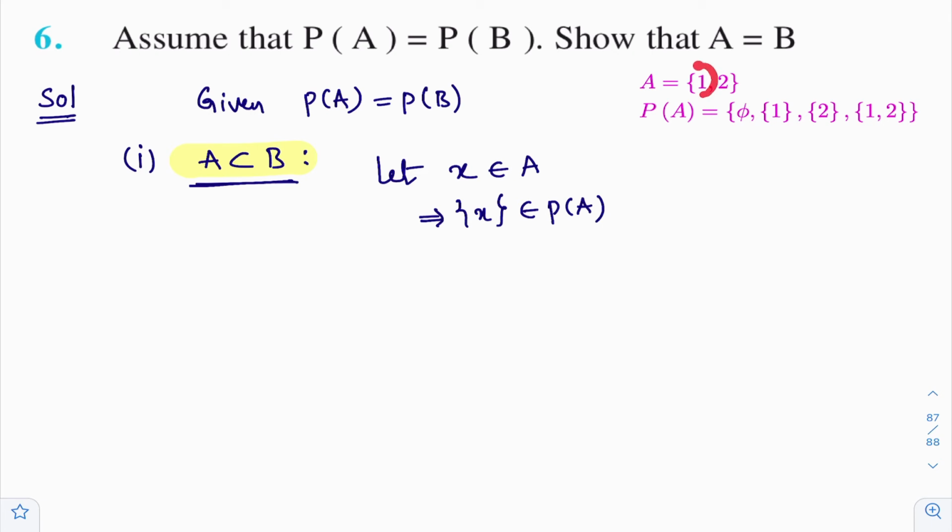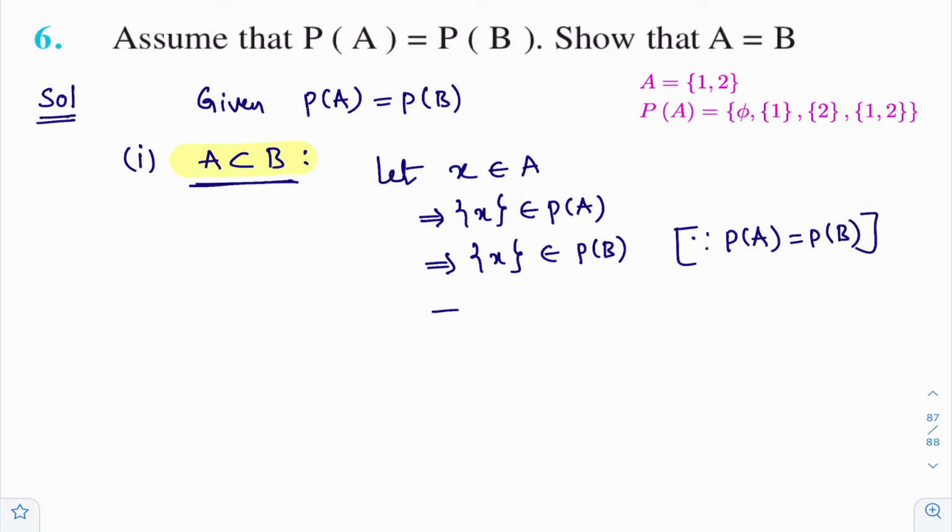Observe here, if 1 is there in set A, the singleton set {1} definitely will be there in P of A. As given, P of A is the same as P of B, so in place of P of A, I can write P of B. Try to understand: in place of P of A, I can write P of B. Why? Because in the question, they have given that P of A is the same as P of B. Please try to understand one point very clearly: if the singleton set {X} belongs to P of B, it is 100% clear that X belongs to B. I hope you are understanding. This is the tricky part here.